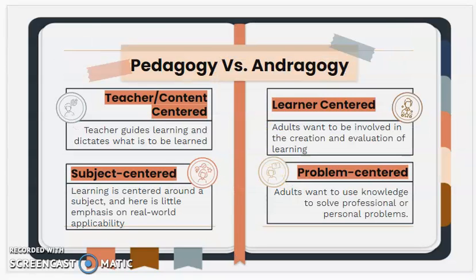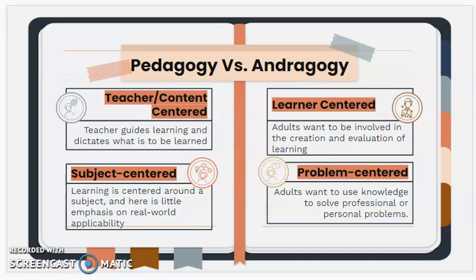As you read and saw in the previous section of this module, pedagogy is the training and education of children. In pedagogy, the teacher or instructor is at the center of the learning, and they're responsible for determining what is to be learned and how it is to be learned. In pedagogy, students take much more of a back seat to the learning and are a passive participant in the learning process as a result.